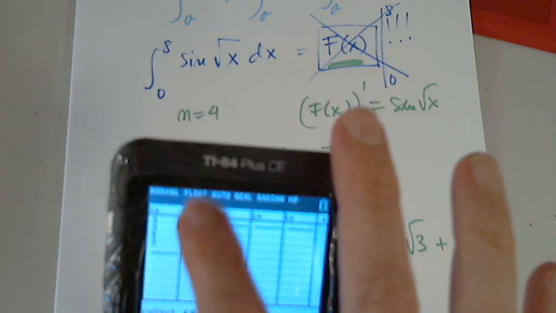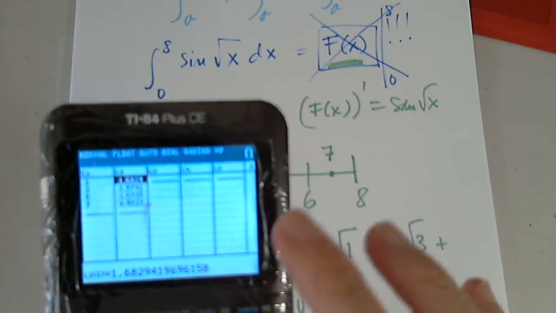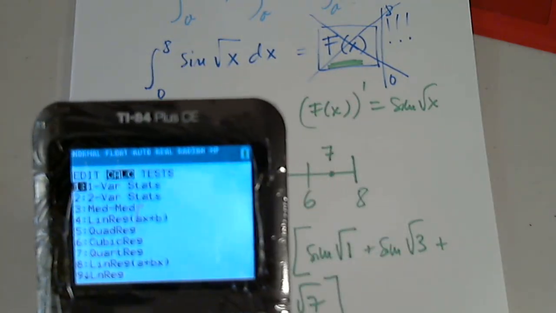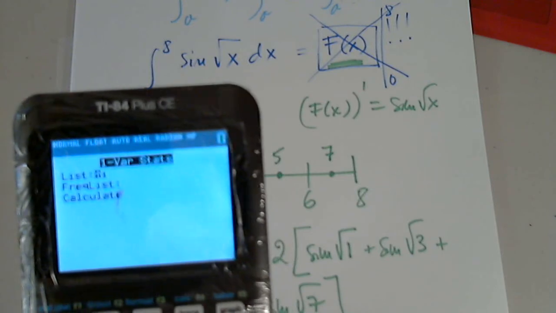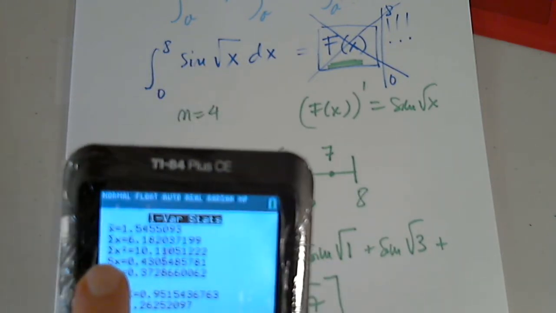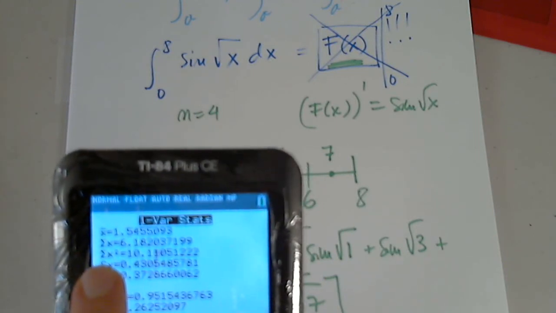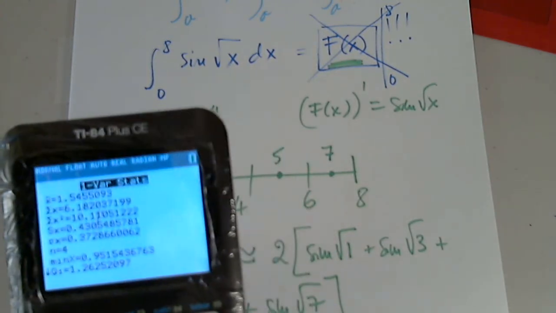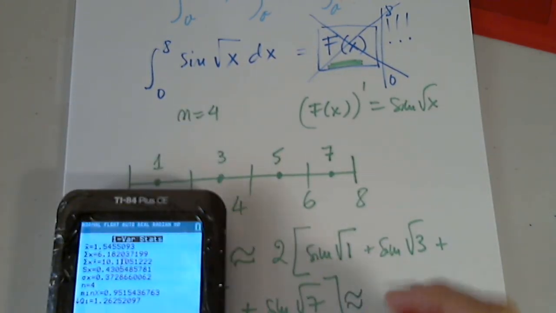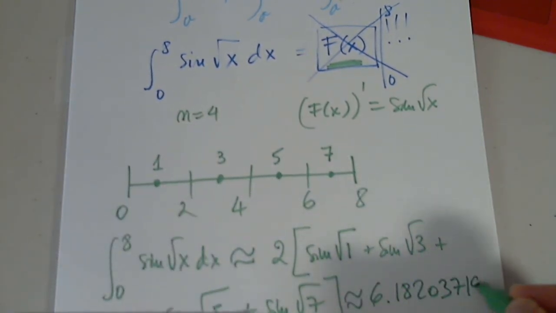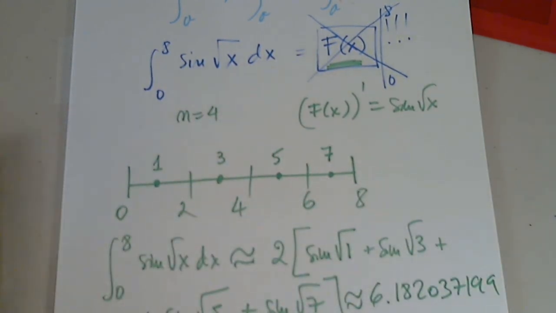And now I want the calculator to add up these numbers. I go to stat, and I want to calculate one variable stats, not on list L1, but on list L2. And it will calculate and give me the sum. And here is the notation. So the sum of x is 6.1820 blah, blah, blah. So this is approximately 6.182037199. Of course, I don't need that. They only want 4 decimal places.